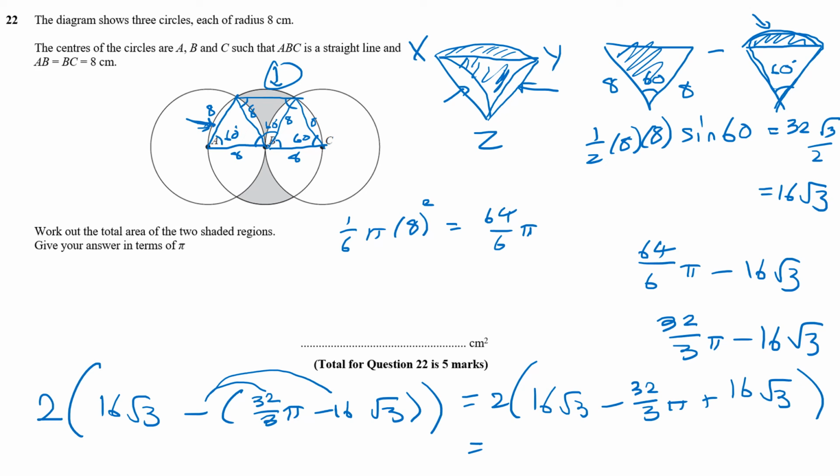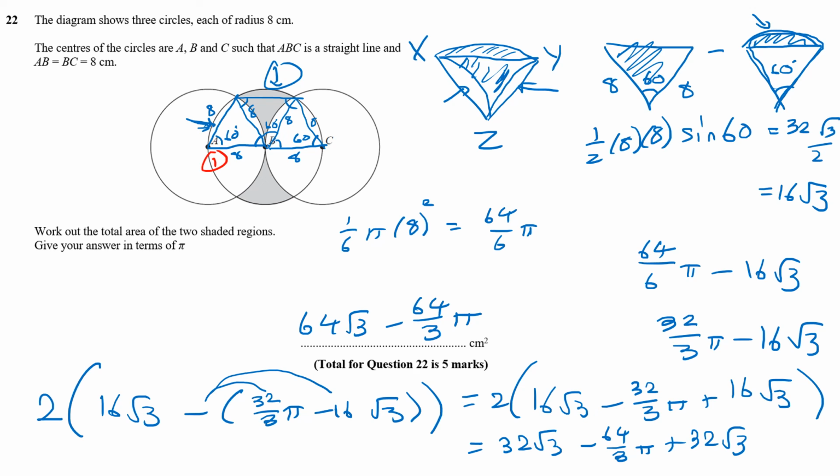Which is 2 lots of 16 root 3 is 32 root 3. 2 lots of negative 32 over 3 pi, which is negative 64 over 3 pi. And 2 lots of 16 root 3 is add 32 root 3. Tidy that up a bit, we've got 32 root 3's plus another 32 root 3's, which is 64 root 3. And taking away 64 over 3 pi. And that's how many centimeters squared you get.